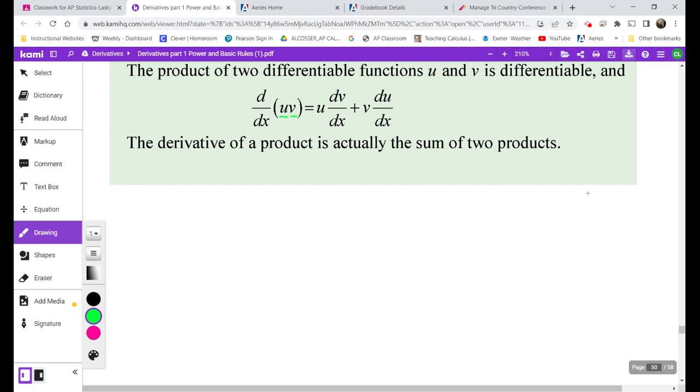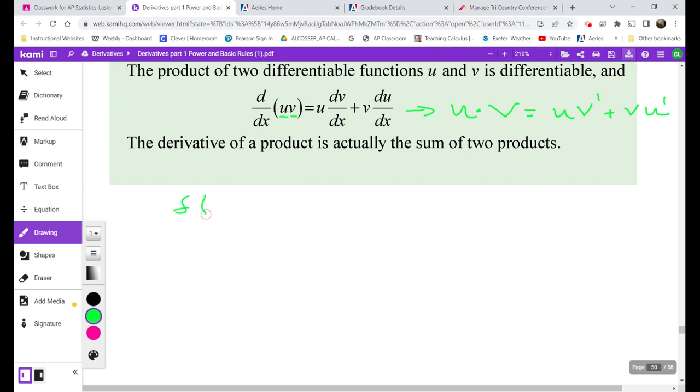I'm going to write it a little differently for you. If we have function u times function v, that's going to be equal to u times v prime plus v times u prime. Okay? So that's really what it means. I always show you guys all the different ways it's going to show up. So that's one way you're going to see it.